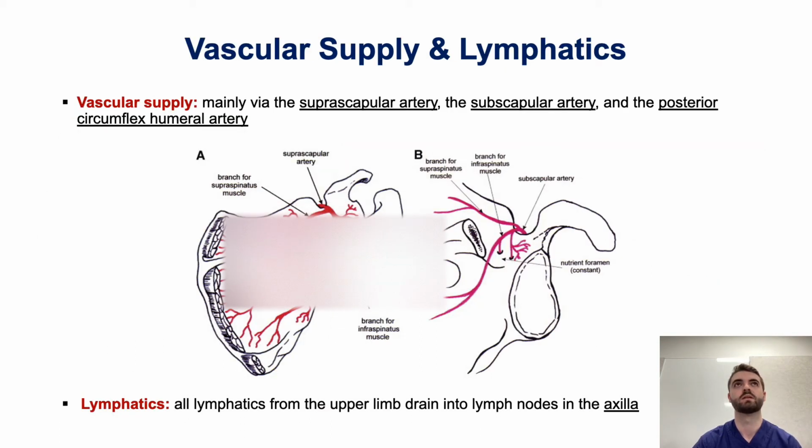This is just for completeness, because I'll go more into the muscle functions and the insertions and origins later. But vascular supply is mainly through, each of the muscles are a bit different. The suprascapular artery from the thyrocervical trunk will supply the supraspinatus and infraspinatus. Then you've got the subscapular artery, which will supply the subscapularis from the axillary artery, I think. And then you've also got the posterior circumflex humeral, which will supply teres minor. The lymphatics all drain to the axilla as well.